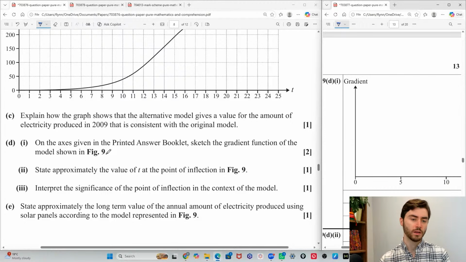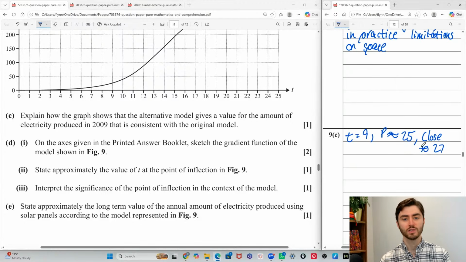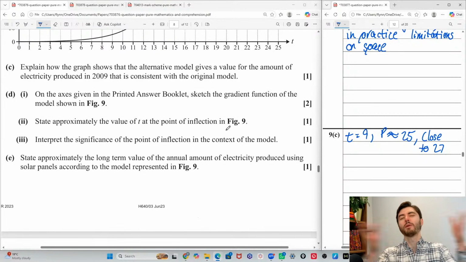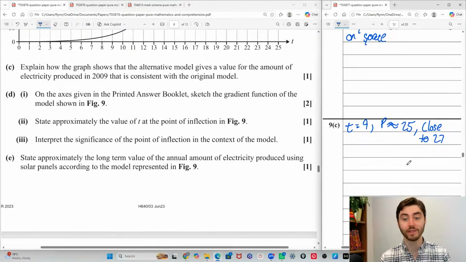So in D part 1, now in the real thing, by the way, I would say close to 27 and then restate it in the form. So therefore, the value from the graph is close to the value from the original model, so they're consistent in the year 2009. I would probably write a lot of stuff just to make sure I definitely lock down that mark.